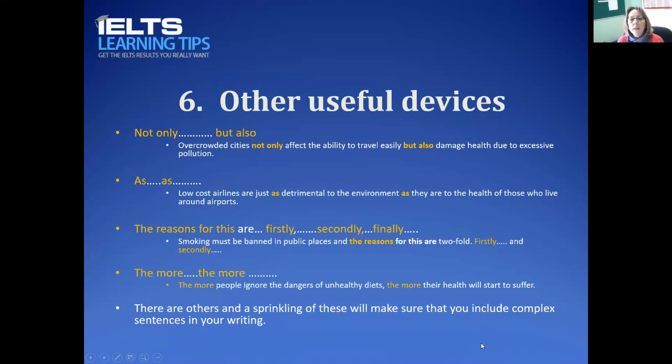Okay, so just using one or two of these in your writing will help you to make sure that you include those all-important complex sentences. But remember, not every sentence must be complex. It needs to be a combination of simple and complex. But if you don't have them in your writing, then you will not be able to achieve Band 7 and 8. So here are 6 very simple ways of creating complex sentences, and if you include one of each, then you'll certainly have enough to help you get that Band 7.